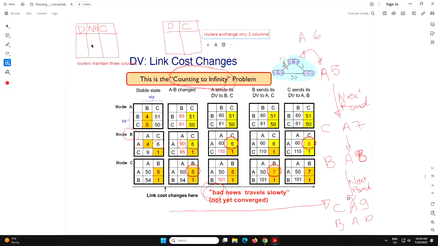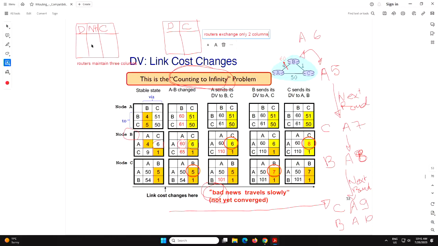Okay, so the problem we said is because you are not exchanging 3 columns. So one solution could be that you always exchange 3 columns. That would fix the problem, right? So this is solution 1. You exchange 3 columns, but we cannot do that. That's already implemented. They exchange 2 columns, right? They don't exchange the extended routing table. They exchange only minimal information.